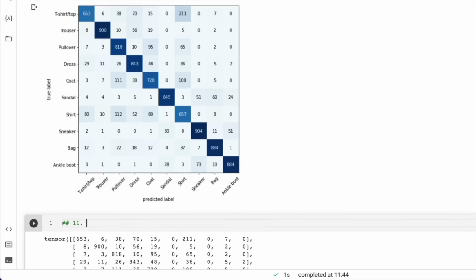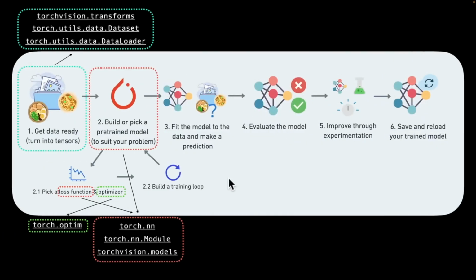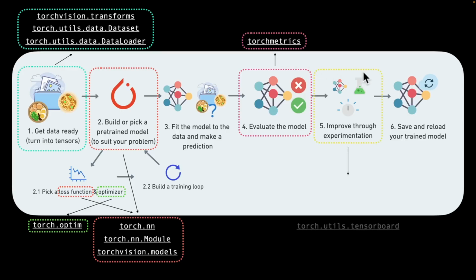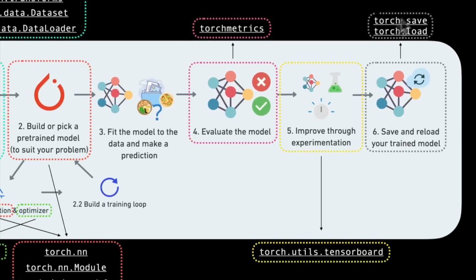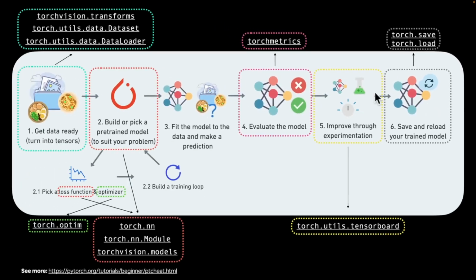And by the way, if we go into our Keynote, we've got evaluate model, TorchMetrics. We've been through this a fair few times now. We've improved through experimentation. We haven't used TensorBoard yet, but that'll be in a later video. And save and reload your trained model. So here's where we're up to. If we've gone through all these steps enough times and we're like, you know what, let's save our model so we can use it elsewhere, and we can reload it to make sure that it's saved correctly. Let's go through with this step.